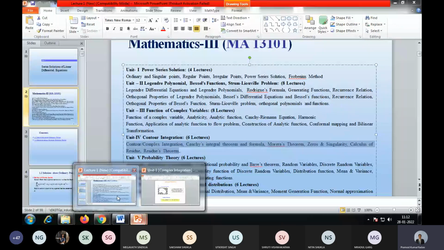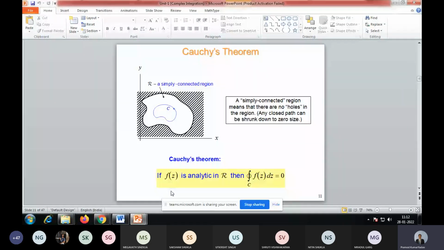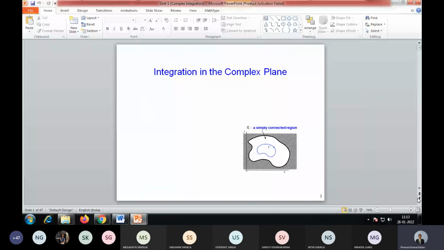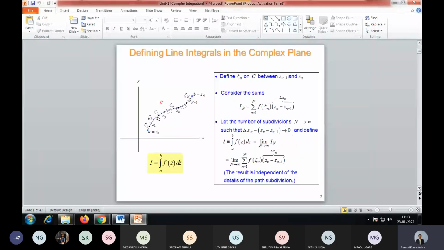For this integration, as I remember, I have discussed the parametric equation of the curve, and I have defined it properly. So first we are coming to the integration in the complex plane. We should understand how to integrate the complex variable in this complex plane.